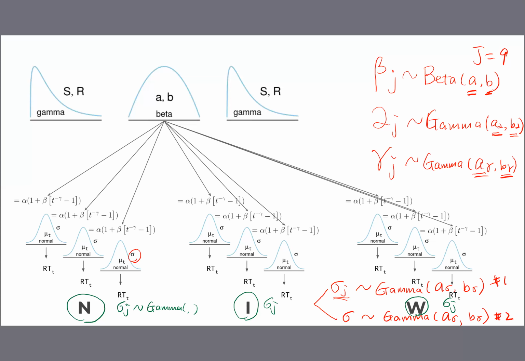So if we do this, I think we're saying that for the novel words, known words, and scrambled words, the three different conditions, the variability sigma j for this word N comes from the same distribution, okay? And similarly, we do that for I, and then we do that for W. Okay, so I think that's what the assumption is.